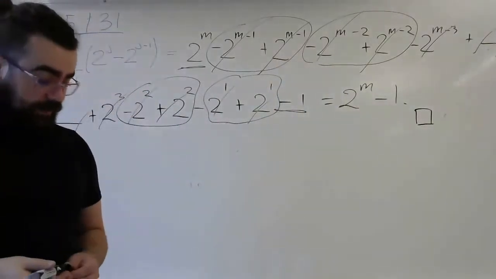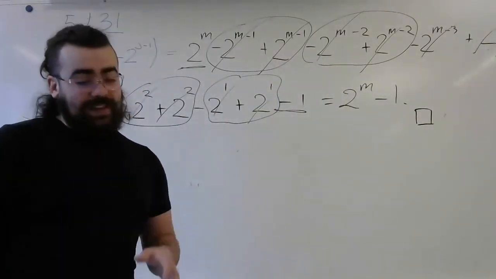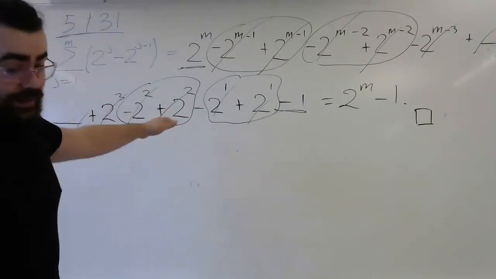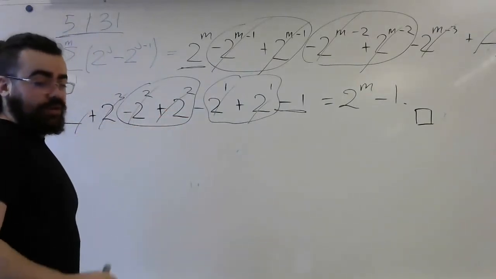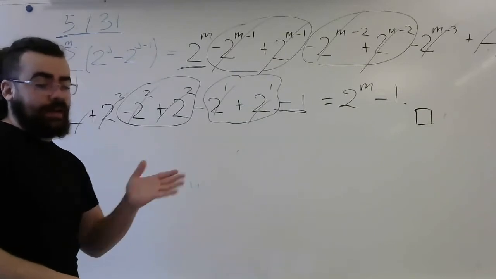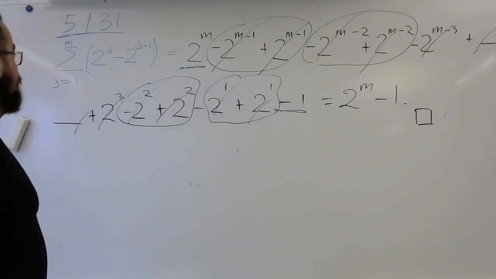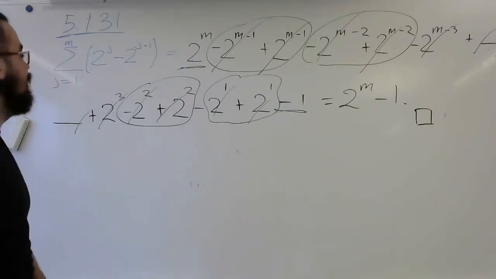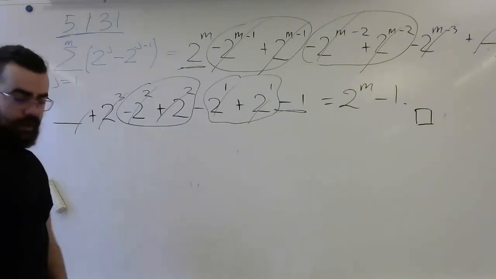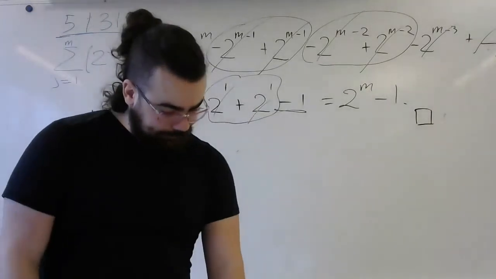If you're working with a sum, one of the easiest things to check is if it's telescopic, because you write 3 or 4 terms and immediately, bam, bam, bam, bam, they start canceling out, and that makes for some really easy calculations. Now, questions about telescopic sums?